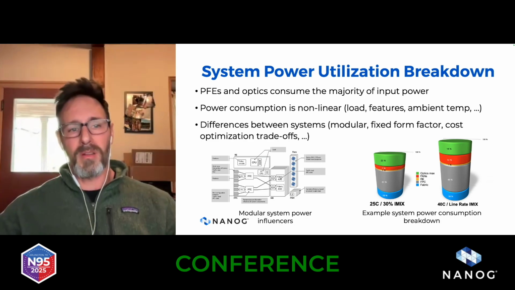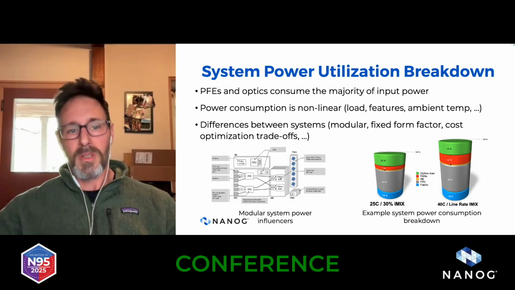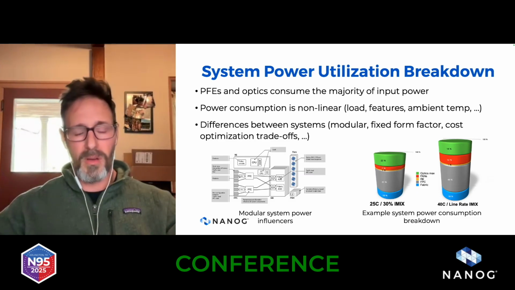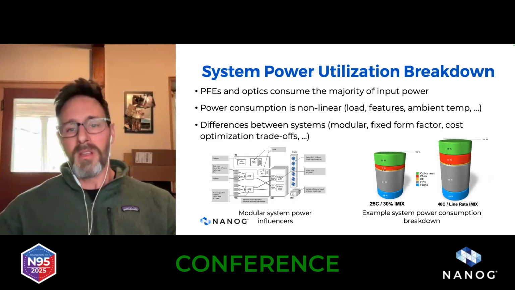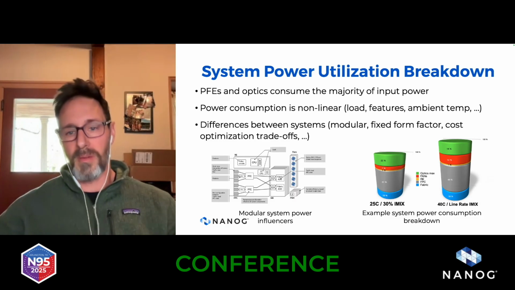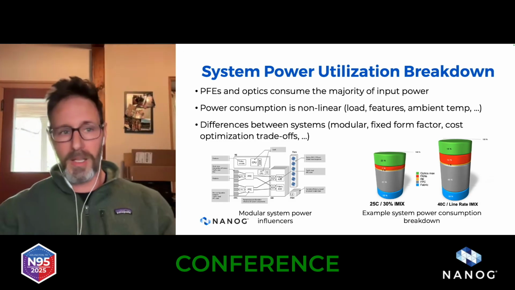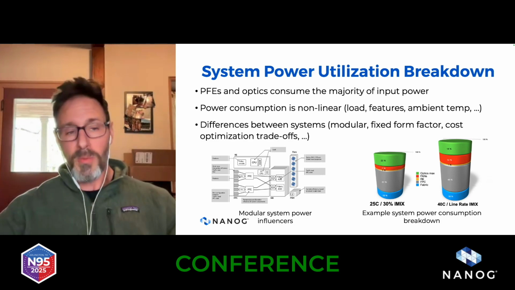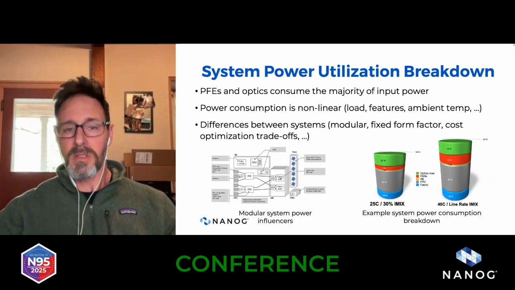But to that end, the power consumption is very nonlinear. It's affected by load on the system, and by the features implemented for each component within the system, which is depicted in the left-hand diagram. And even the same system at different ambient temperatures will consume different amounts of power, also depicted in the diagram to the right. To make things more complicated, we have various different kinds of systems.